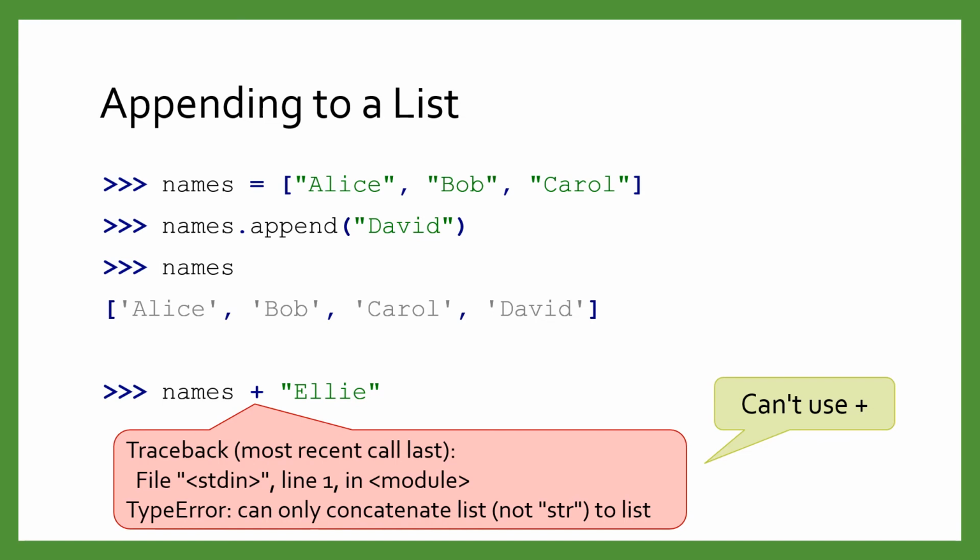You cannot add elements to a list using the plus operator. Instead, you must call a method of the list called append. The word append means add to the end. Append lets you add one thing to the end of the list.